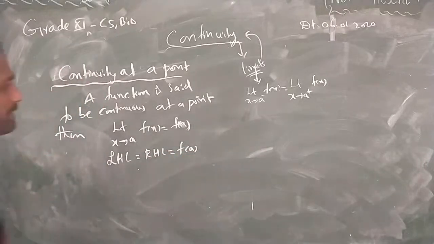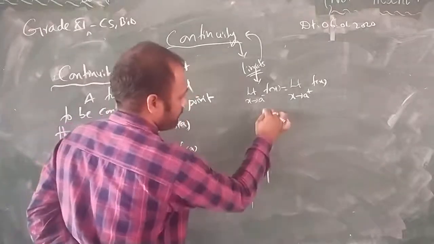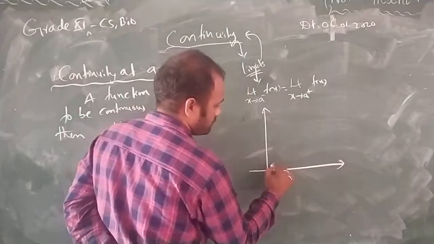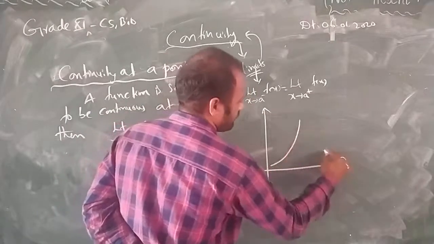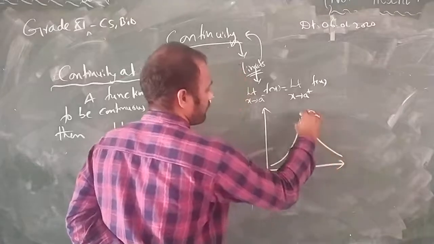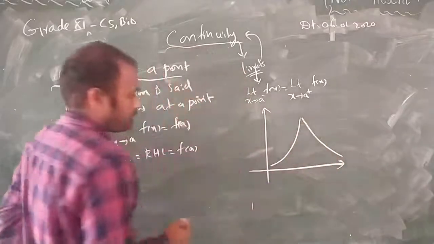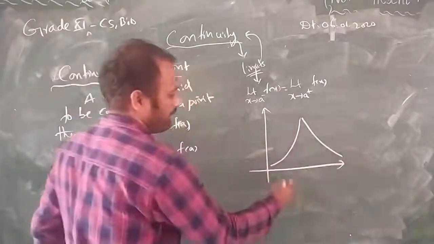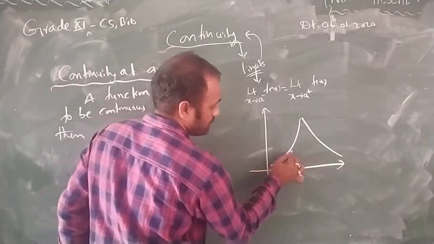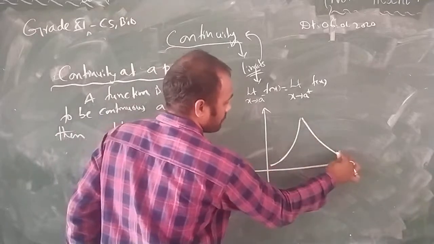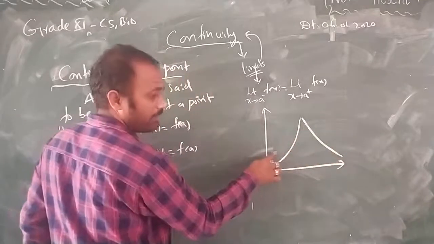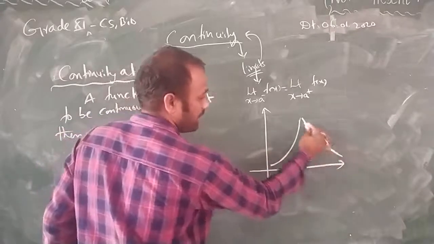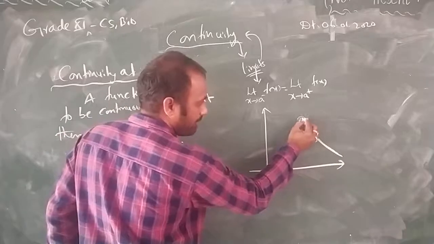So to understand better, let us draw the graph. Let us suppose this is a. Here if you observe, in this case left hand limit and right hand limit: the left hand graph is approaching towards this point and this graph is also approaching towards this point. It means that the limit is going to exist, because the left hand limit is equal to the right hand limit. And moreover, here there is a break point.